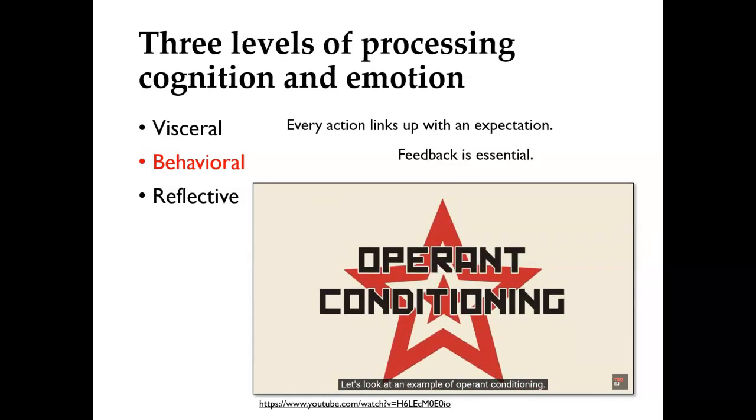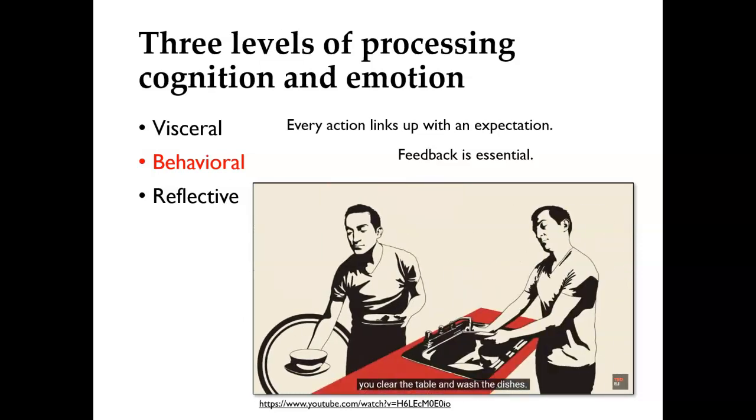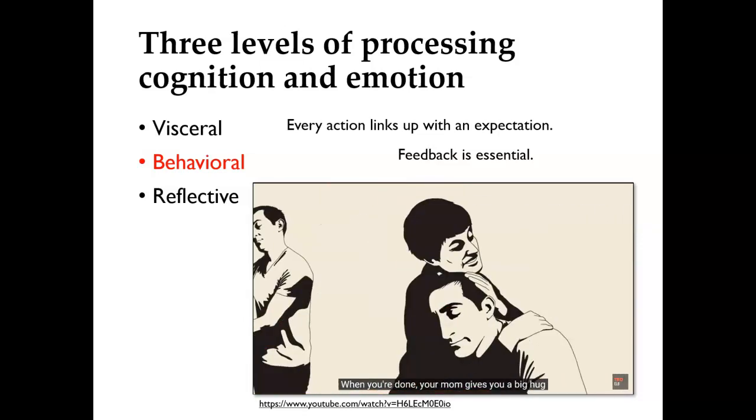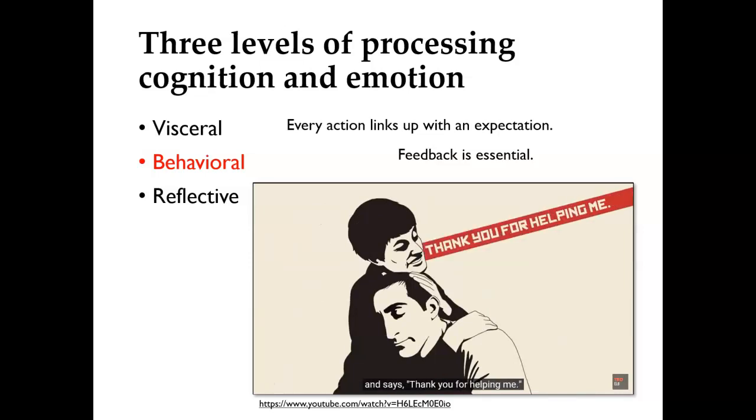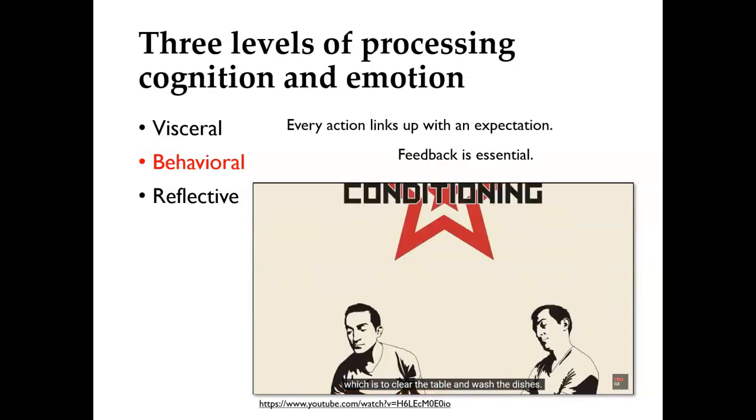Let's look at an example of operant conditioning. After eating dinner with your family, you clear the table and wash the dishes. When you're done, your mom gives you a big hug and says, "Thank you for helping me." In this situation, your mom's response is positive reinforcement if it makes you more likely to repeat the operant response, which is to clear the table and wash the dishes.